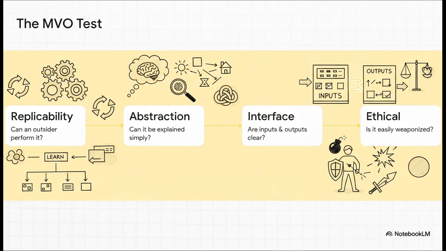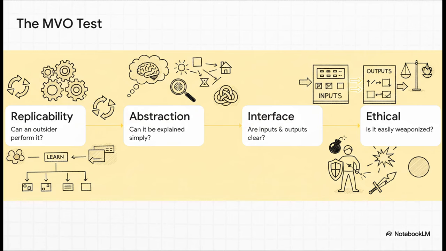Before you even think about colliding 2 operators, you have to walk them through these 4 checks. First, replicability. Can someone who isn't from the original tradition actually learn this and do it? Or does it need some kind of full, lifelong initiation? Second, abstraction tolerance. Can you explain what the operator does in plain English without using all the insider jargon? Third, interface potential. This is key. Can you specify its inputs and outputs? What exactly does it take in and what does it spit out?